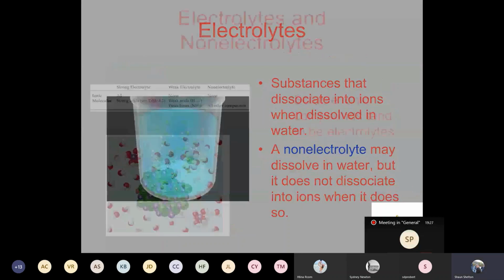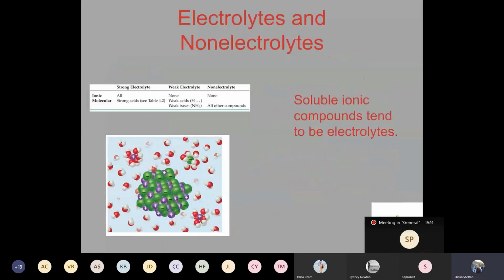All right, so let's get into discussing electrolytes. The first thing we get to is discussing strong electrolytes and weak electrolytes. Soluble ionic compounds tend to be electrolytes. The key word here is soluble because this references the solubility rules.